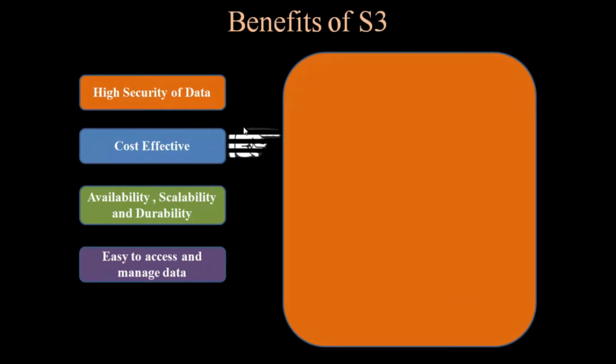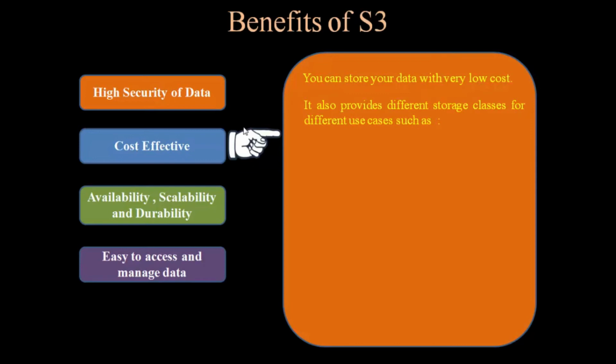Next one is cost effectiveness. You can store your data at very low cost. This is one of the best benefits of our S3. It also provides different storage classes for different use cases. The first one is S3 Standard, for general purpose storage of frequently accessed data. If your data is frequently accessed, then S3 Standard is the best choice. You just store your data and you can access it from anywhere quickly.